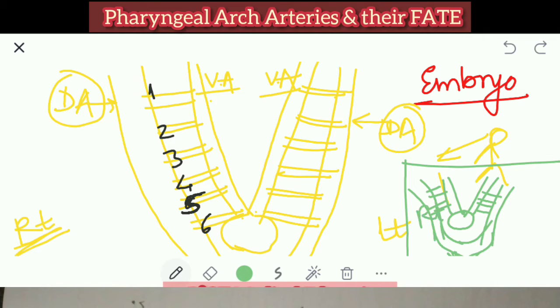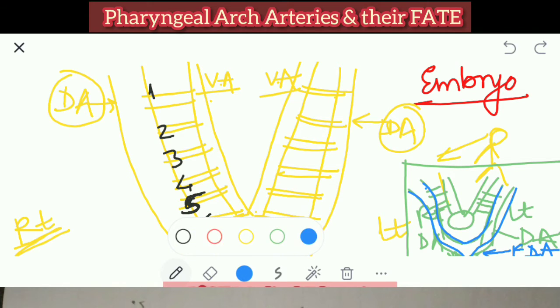See, this is of the right side, this is of the left side. This is dorsal aorta, and this is also dorsal aorta. So they come like this and they fuse and flow as a fused dorsal aorta, FDA. So what happens in the normal heart? I will show you the direction in red color.